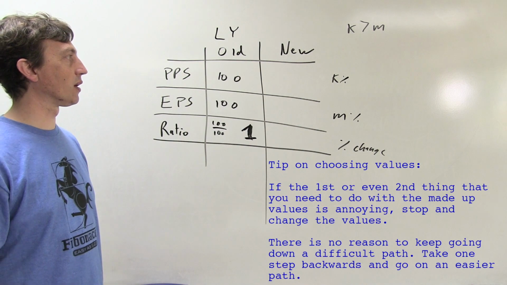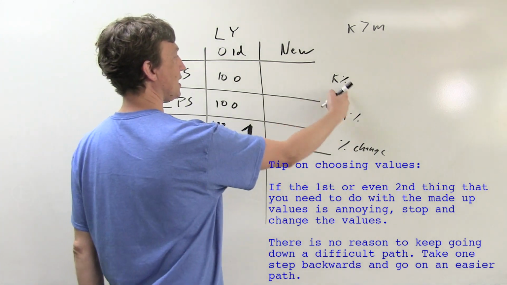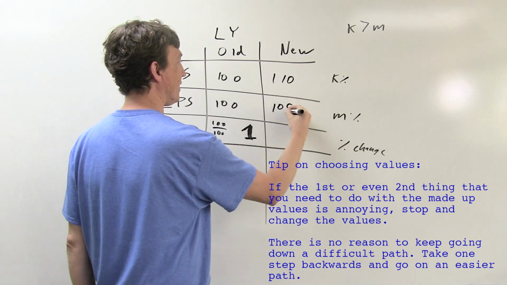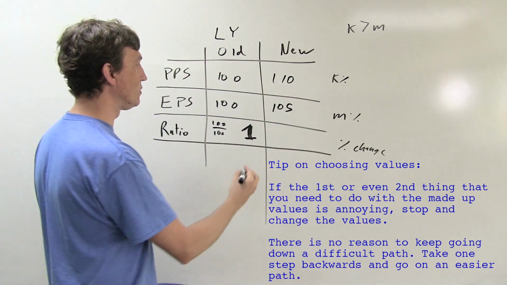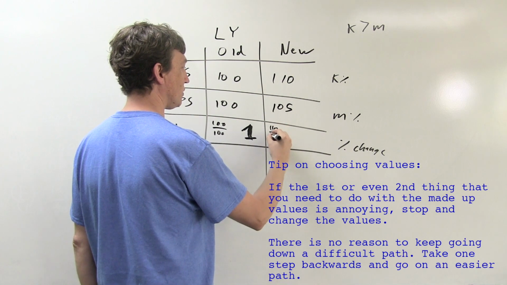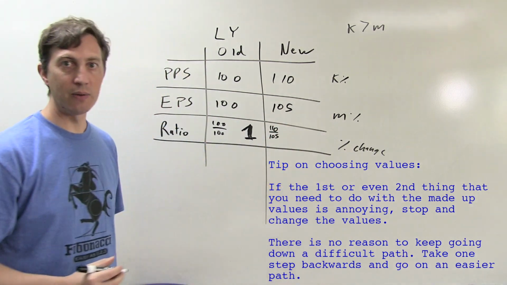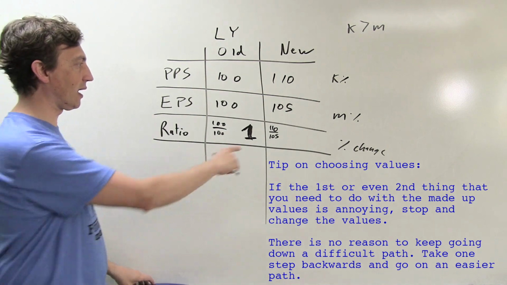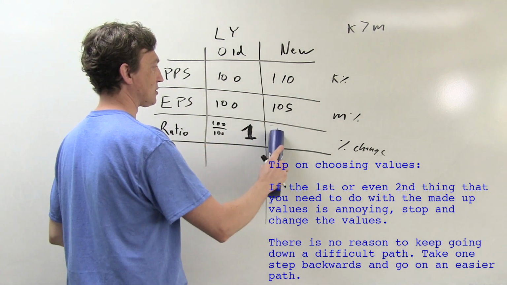Here's where you could go wrong otherwise. If we were like, let's say 10% and 5%, then we'd get 110 and 105, and then our new ratio would be 110 over 105. And I would want to not do any more math because that seems annoying to calculate the percent change here. That seems annoying to work with.